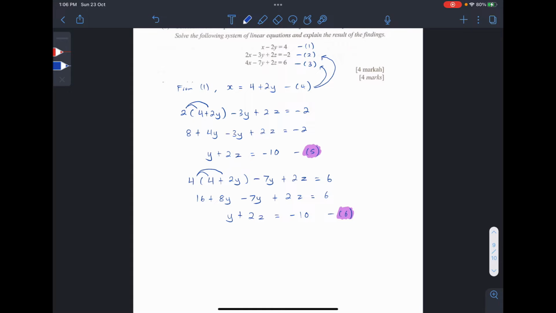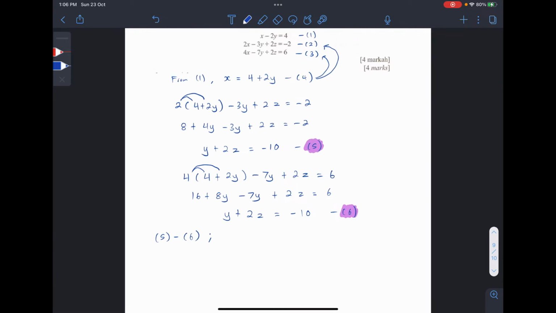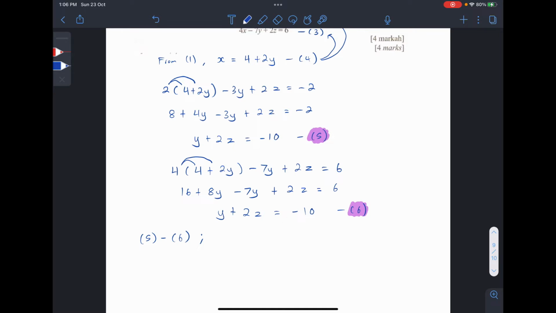Let's see what happens. So equation 5 minus equation number 6. Okay, follow me, guys. Y minus y. What's y minus y? 0, right? Simple. Next one. Positive 2z minus positive 2z. What's that going to be? Again, 0. 0 minus 0 is just 0.